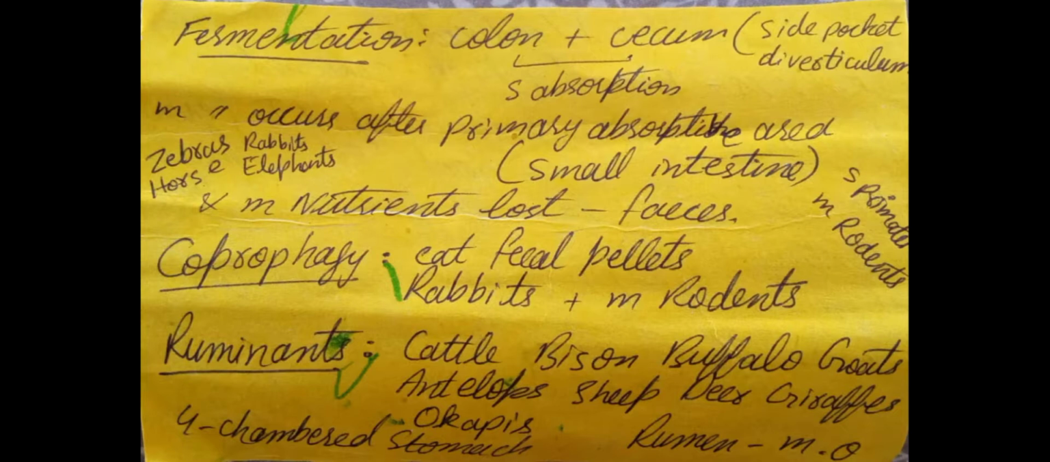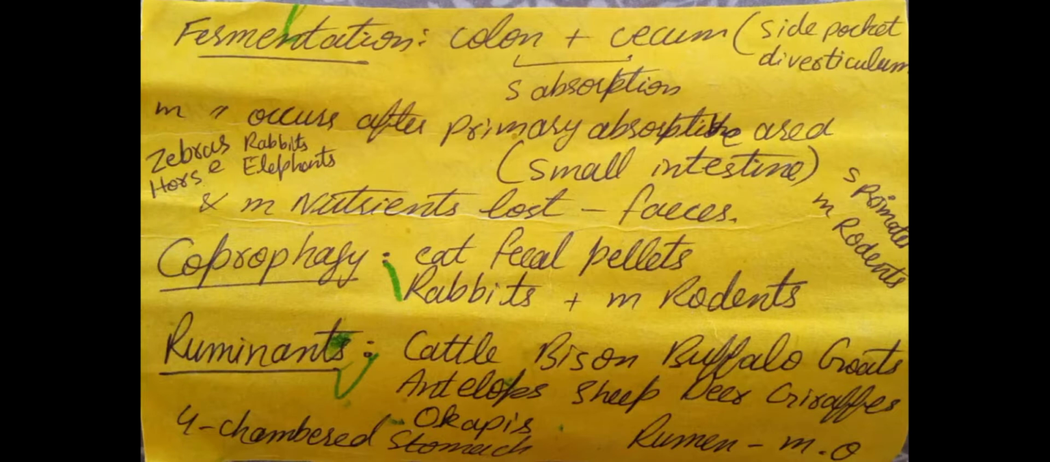In coprophagy, the mammals eat fecal pellets. Those mammals that practice coprophagy are rabbits and many rodents. Rabbits and many rodents have evolved coprophagy, meaning they eat their fecal pellets to regain the nutrients lost in the feces. Next is about the ruminants.